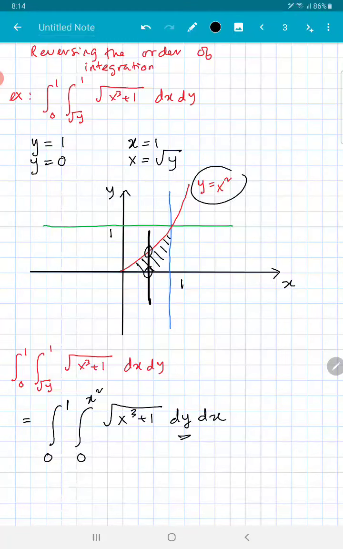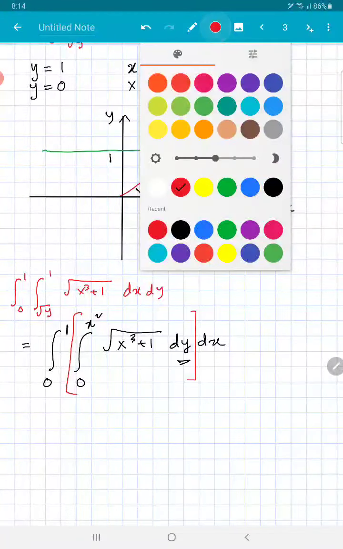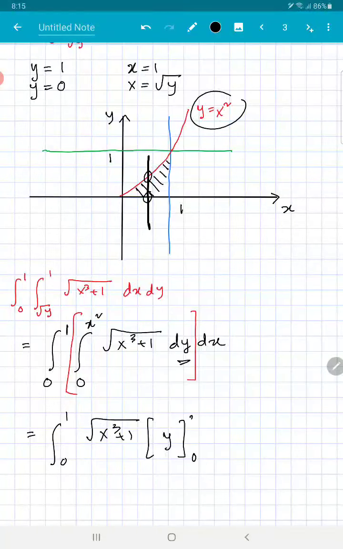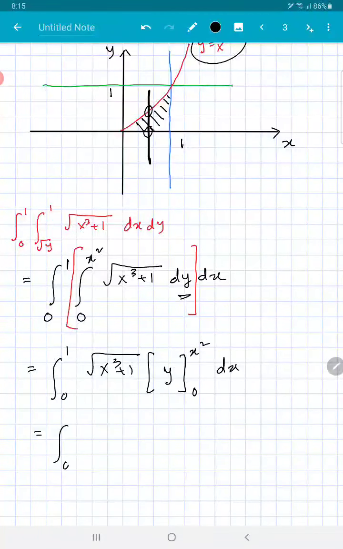Remember we evaluate this by integrating the inner integral first. Here the integration is with respect to y, so x will be considered as a constant. So the square root of x cubed plus 1 is considered as a constant. Integrating with respect to y, we get y, and then replacing y with the upper and lower limits, 0 to x squared, we get the upper limit minus the lower limit, so we have x squared times the square root of x cubed plus 1. Now we need to evaluate the outer integral.